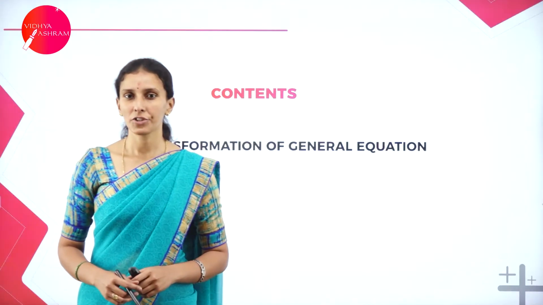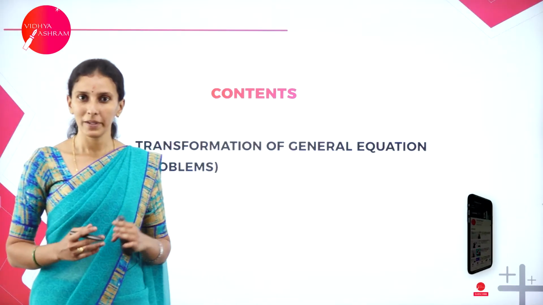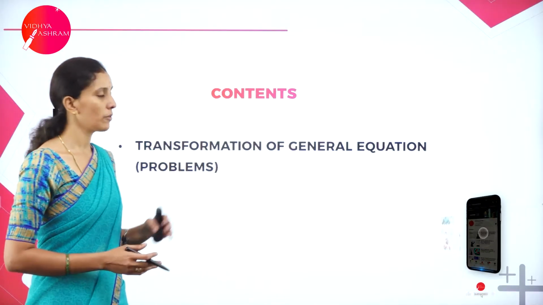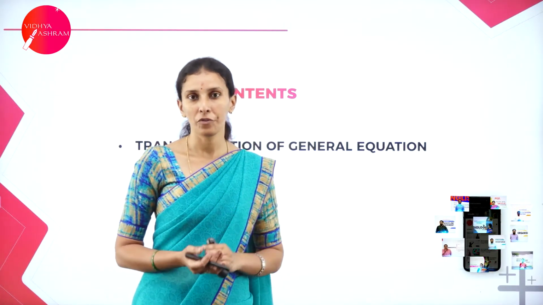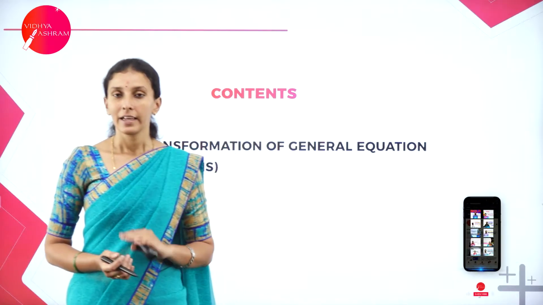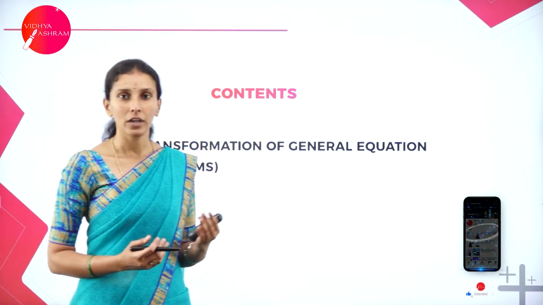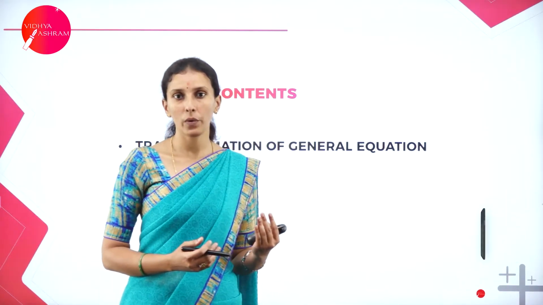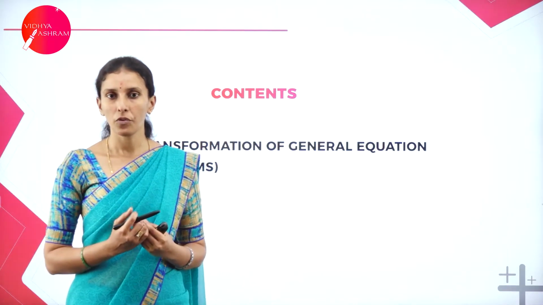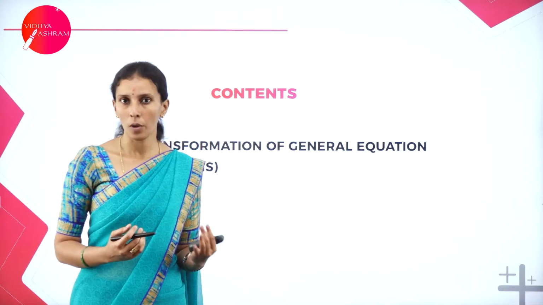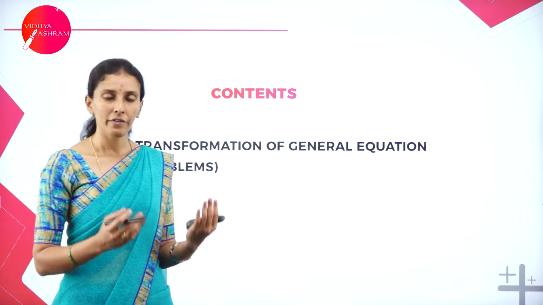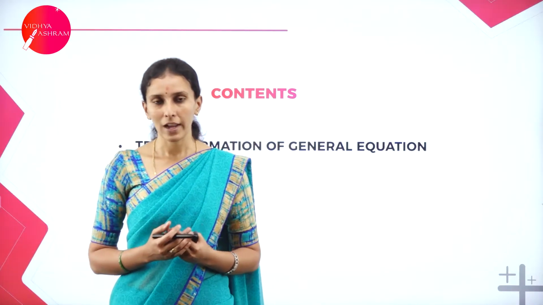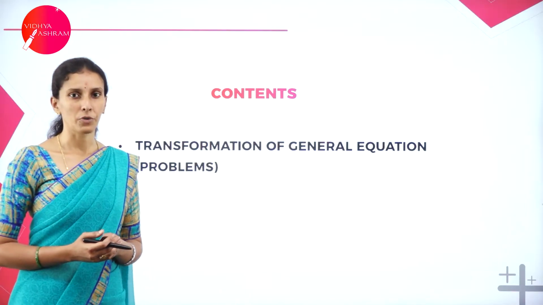So in today's session, we'll be taking the problems on transformations of general equation into various types of other form of equation of a straight line. In our previous session, we have learned how to reduce the general equation into slope-intercept form, intercept form and normal form. So by knowing those conditions, now we are finding the equations of line. So let us see the problems now.